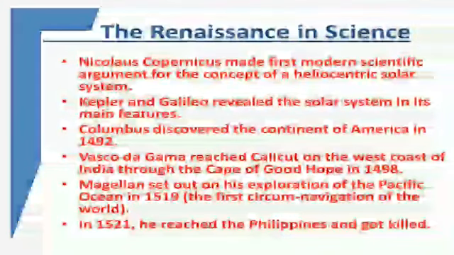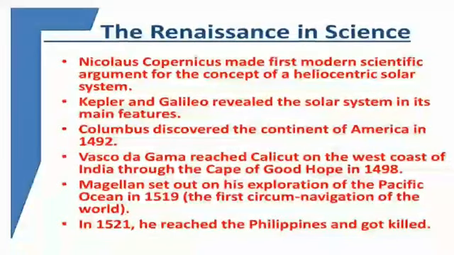The Renaissance in science. Nicholas Copernicus made the first modern scientific argument for the concept of a heliocentric solar system. That is, he only introduced the concept of a heliocentric solar system. Kepler and Galileo revealed the solar system in its main features. Columbus discovered the continent of America in 1492.